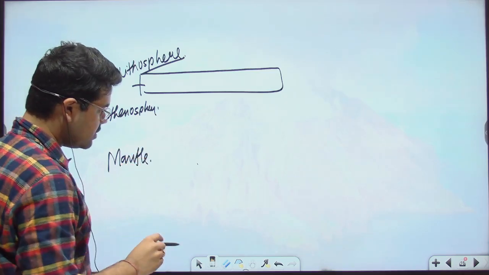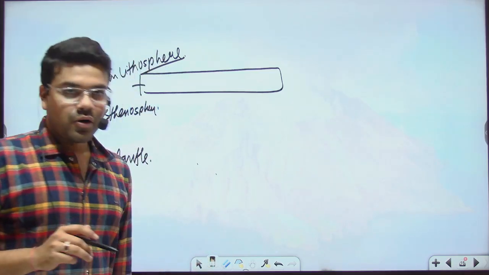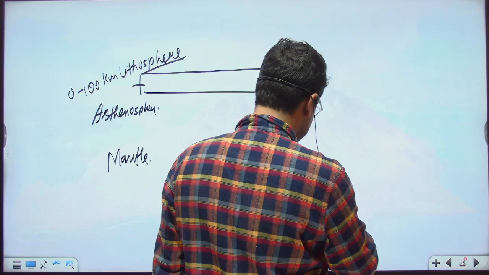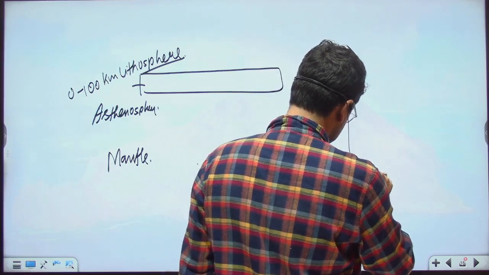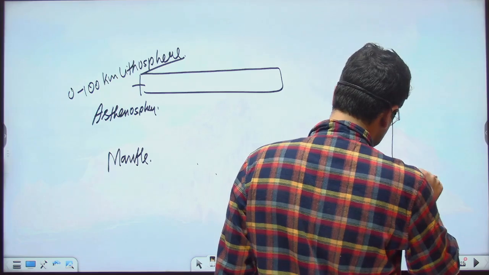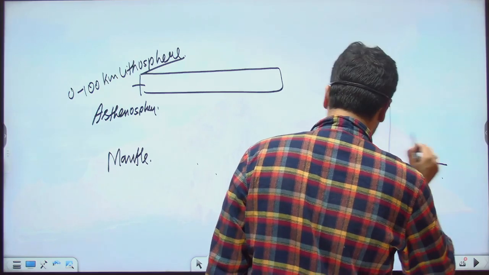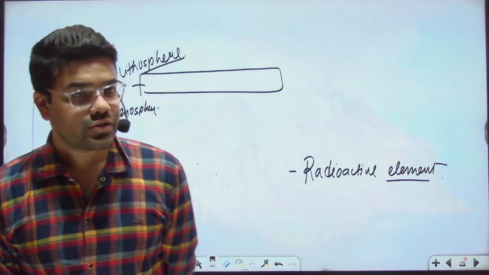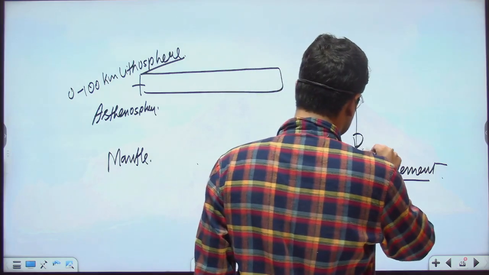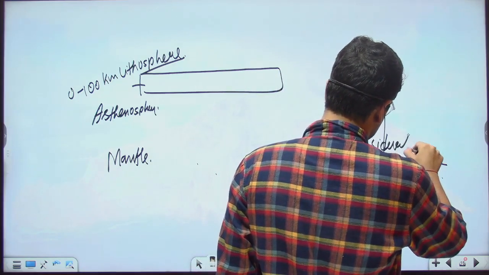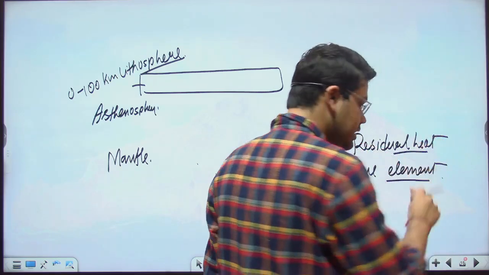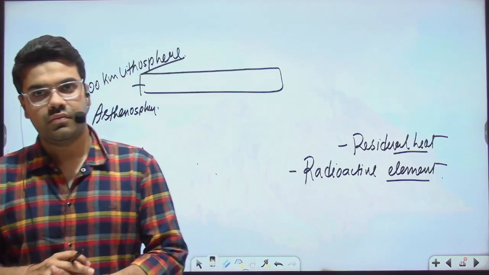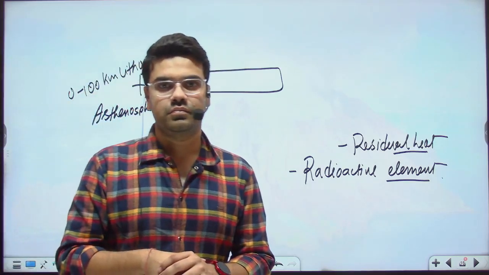So what's happening here? In the lower boundary of the mantle, there are some radioactive elements. What are these radioactive elements? Alpha, beta, gamma elements, giving alpha, beta, and gamma radiations. And there is always residual heat. What is this residual heat? The heat that is trapped beneath the rock of the mantle. Rock के बीच में जो heat trap रहती है.